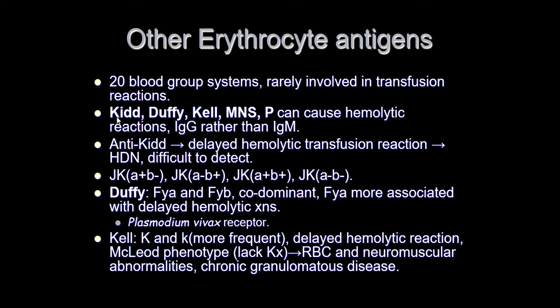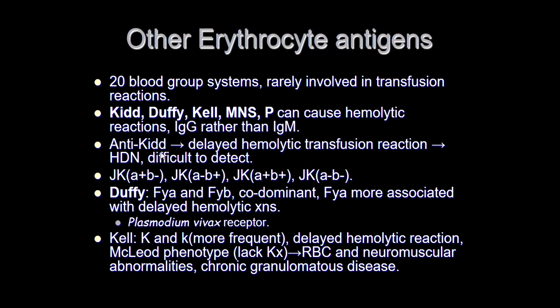We have other minor blood groups, like one we call Kidd, one we call Duffy, one we call Kell, MNS, for example, and those can cause hemolytic types of reactions if they are not compatible, and usually the antibodies, as I said, are of the IgG type rather than the IgM type, that's going to bind and be associated with minor hemolysis if they are not compatible with the minor blood groups.